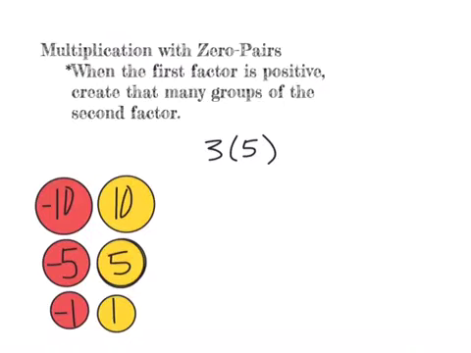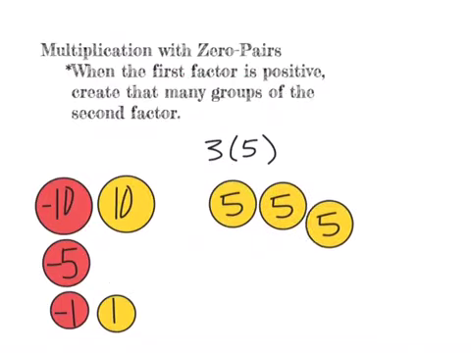So the first rule we are going to cover is when the first factor is positive, create that many groups of the second factor. So here I have the problem 3 times 5, which I can also read as 3 groups of 5. So I can use my counters to create that. I need 1, 2, 3 groups of 5, and when I combine them I find that 3 times 5 equals 15.